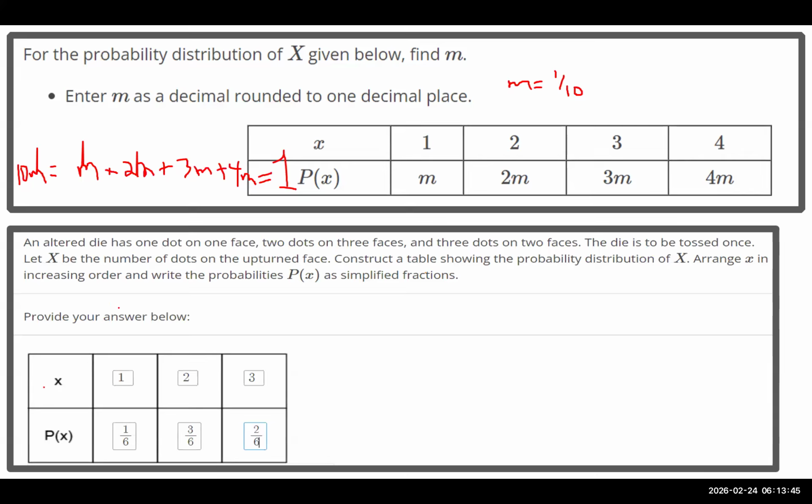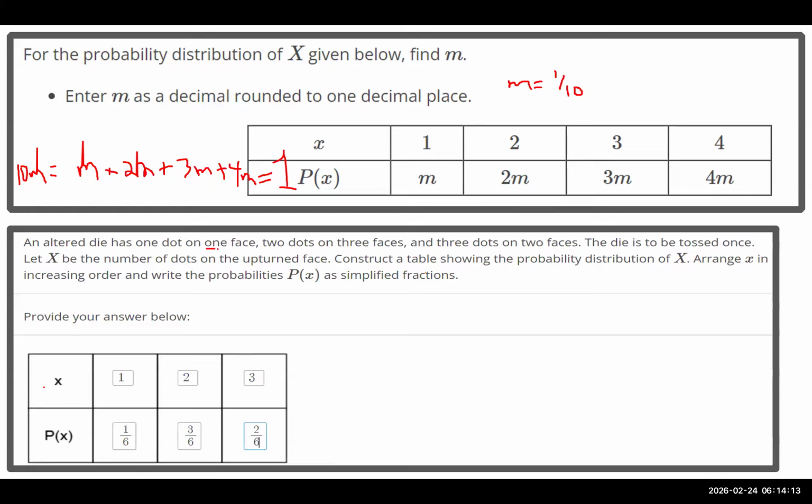And then on the last one, let's see, an ultra die has 1 dot on one face, 2 dots on 3 faces, and 3 dots on 2 faces. The die is to be tossed once. Let x be the number of dots on the upturned face. Construct a table showing the probability distribution. So this was one where you had to fill in the possibilities.